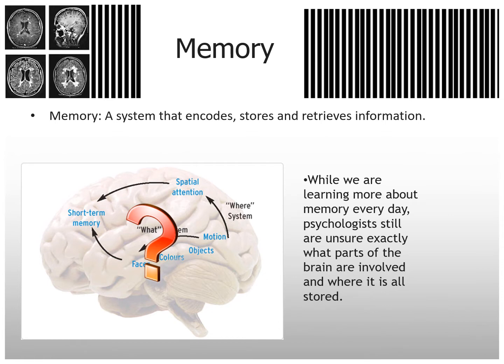While we're learning about memory every day, psychologists still are unsure exactly what parts of the brain are involved and where it is all stored. We talked about the brain first semester. We know the hippocampus is where new memories are formed, and we know there are a lot of other locations of memory, right? So if something's extremely emotional, then maybe the amygdala plays a part in the memory. And maybe if it deals with smell, we have the olfactory bulbs. So we know memories are in a lot of different places, and we're still learning about all the specific places where memory can be held.